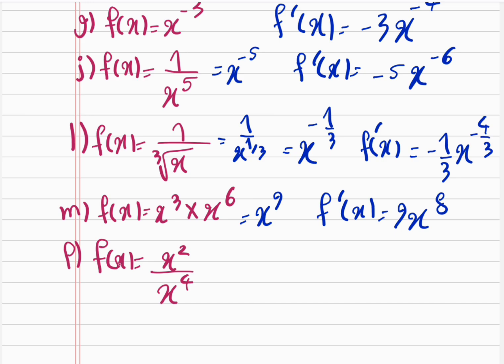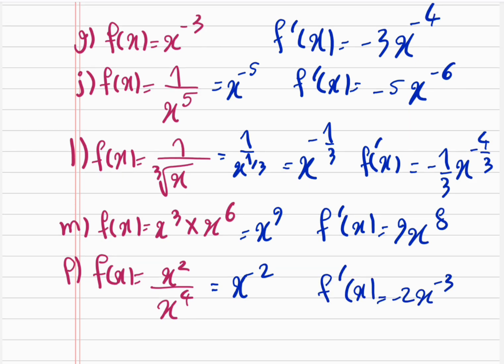Okay, and then P, which is similar to M. We first need to find what x squared over x to the power of 4 is. That's just a simple division, and that's equal to x to the power of minus 2. Now its derivative is equal to minus 2x to the power of minus 3. Okay, that's it for this video, and thank you for watching.